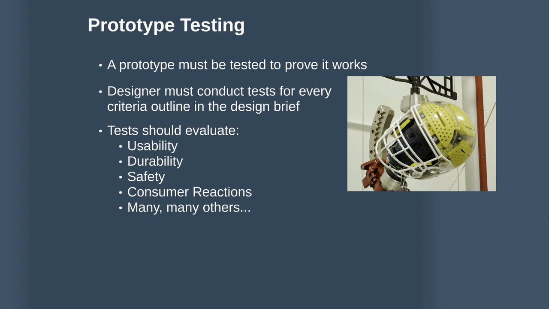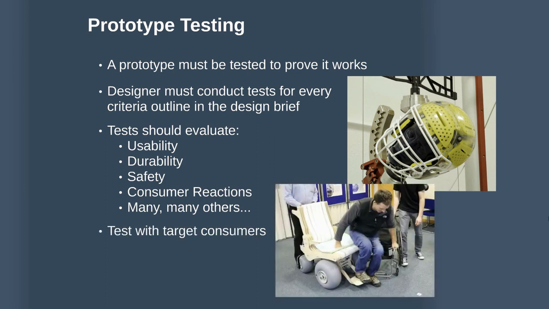Whenever possible, the product should be given to the target consumer to test. If the product is designed for kids, give it to some kids. They'll put the product through more rigorous testing than could possibly be designed in a lab. If the product is designed for wheelchair users, it needs to be tested by wheelchair users. If the target consumer is a professional athlete, then the product should be tested by a professional athlete. Their reactions should be recorded and taken seriously.